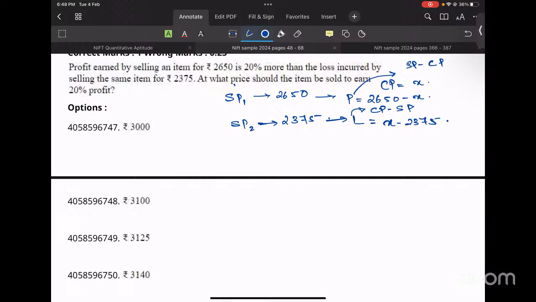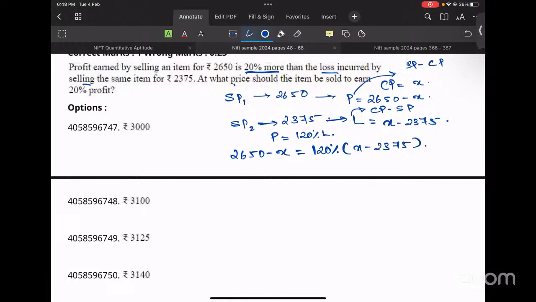Now the question says the profit earned by selling an item is 20% more than the loss incurred. That means 2650 minus X equals 20% more than the loss, that means 120% of the loss. So profit equals 120% of the loss. This is what is given: 120% of X minus 2375.